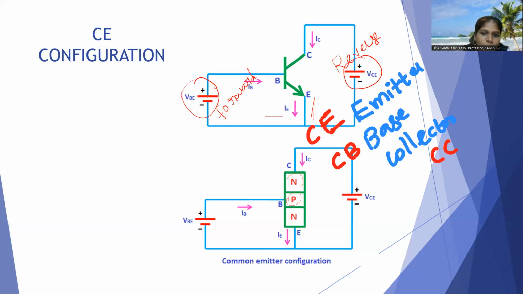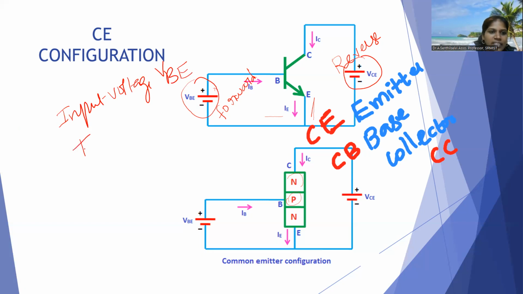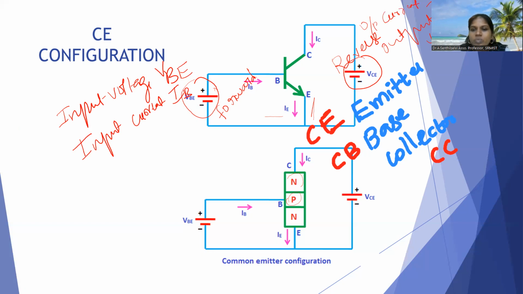Okay. Here, input voltage is VBE. In common emitter configuration, input voltage is VBE and input current is IB. If you consider the output side, output voltage is VCE and output current is IC. After giving a connection, we should note down the input voltage, input current, output voltage and output current.